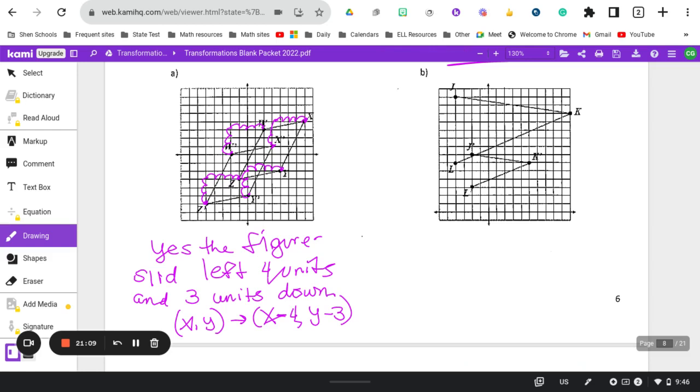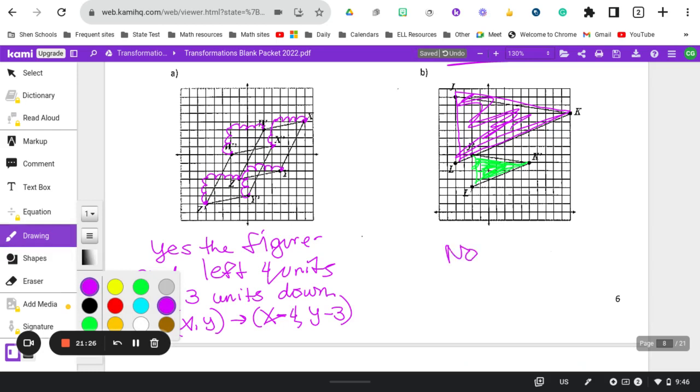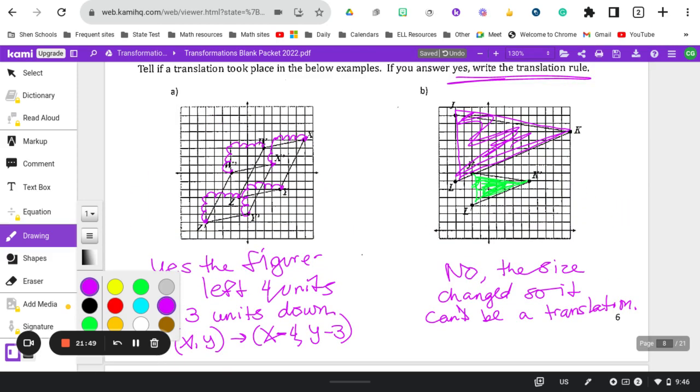Now this one here, the pre-image is this large one, and then the image is this smaller one. This was a reduction in size. They got smaller. So this would be a no, and the reason is the size changed. So it can't be a translation. Once the size changes, it can't be a translation, because the figures have to be congruent. Okay. So at this point, we're done with the notes for today.